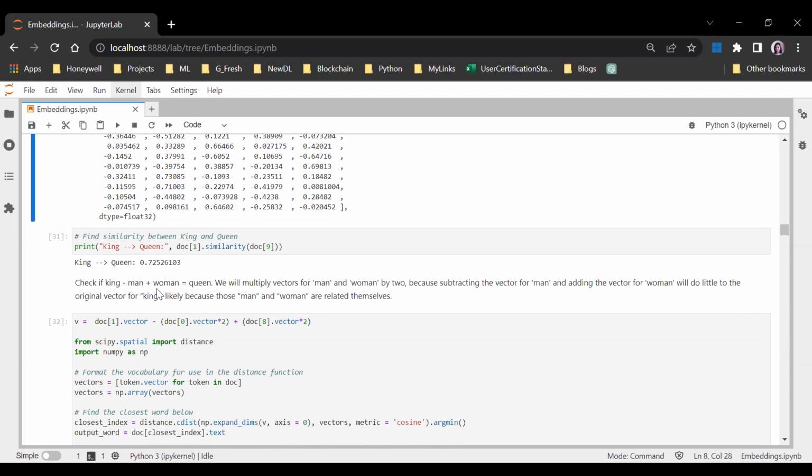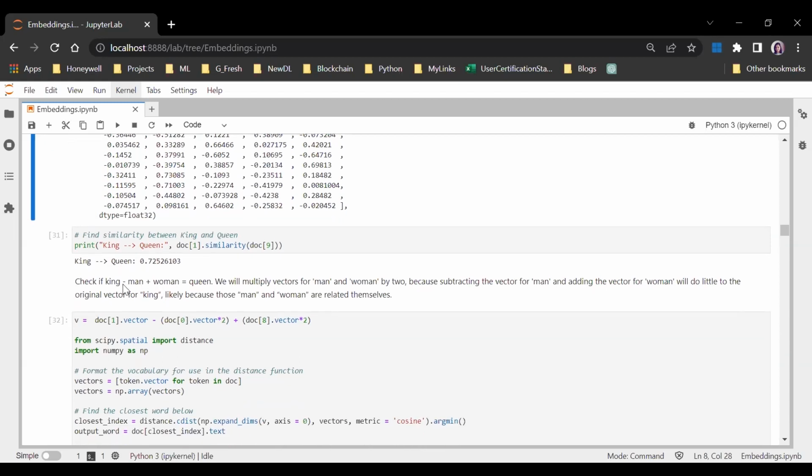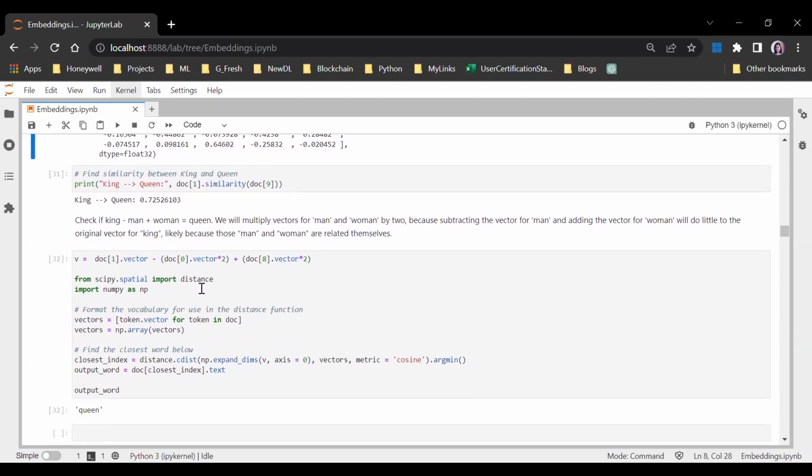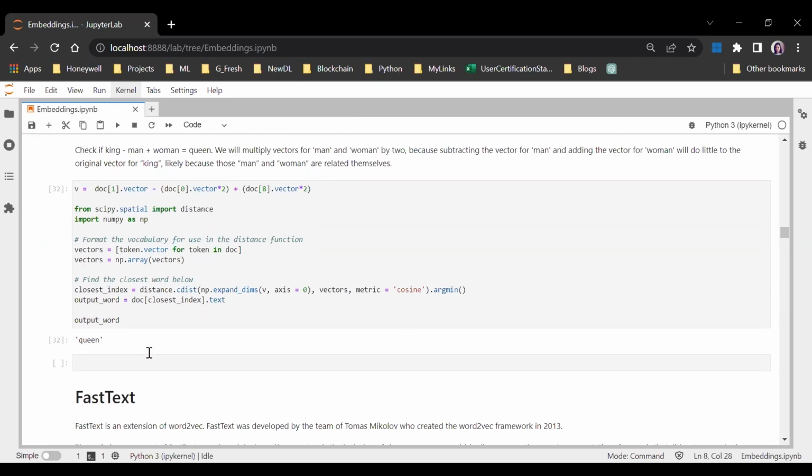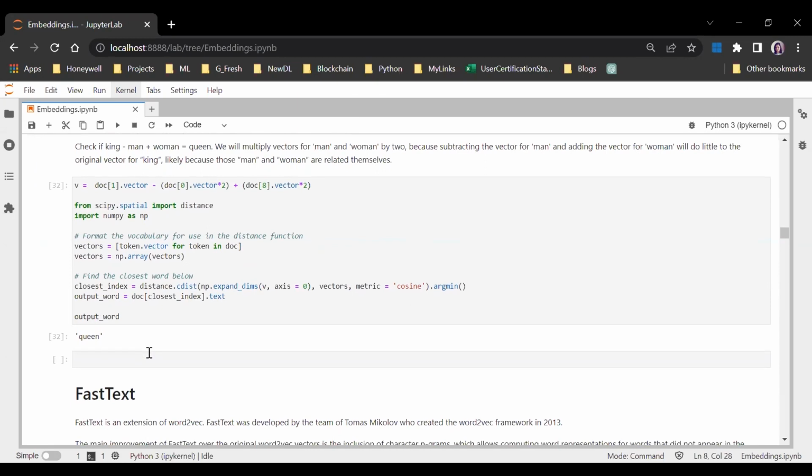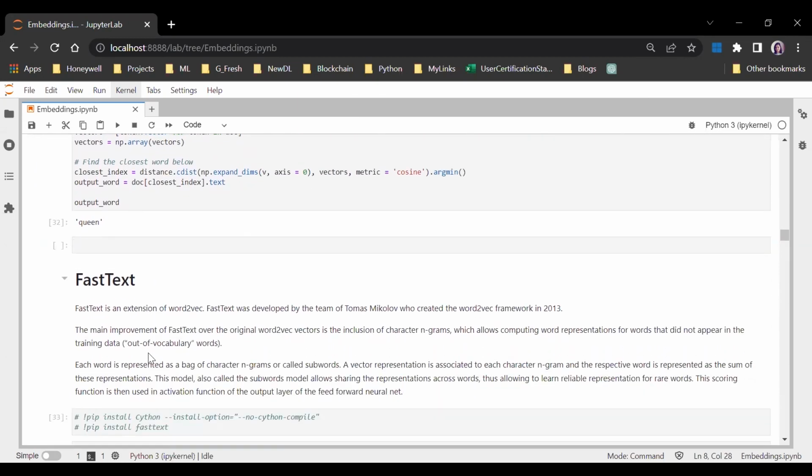Now, if we want to, we can even perform some equations or calculations like king minus man plus woman equals queen. It is a bit more complicated as compared to the Word2Vec model, but we can still do it in the GloVe model as well. So this was all about the GloVe model. The next approach that we are going to explore is FastText.